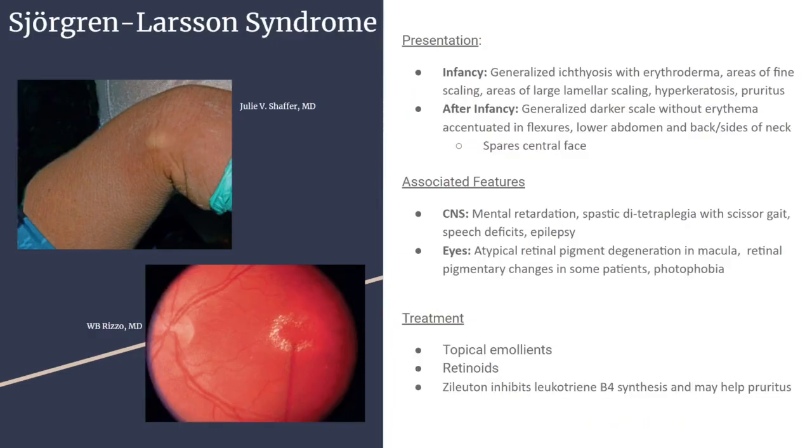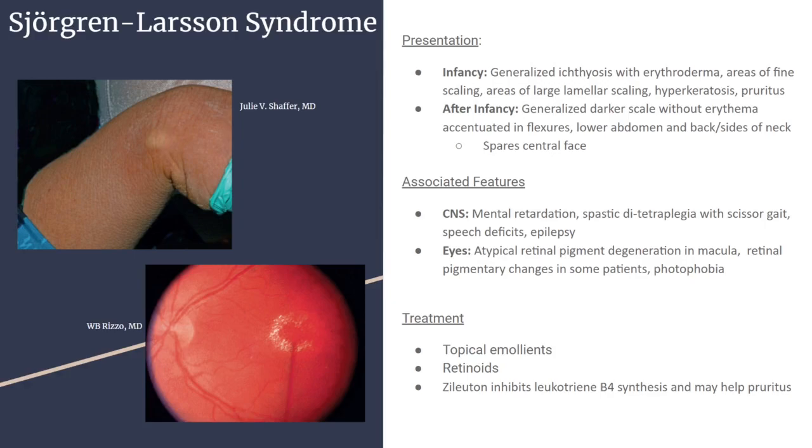All right, moving on. We have Sjögren-Larsson syndrome here. Presentation changes from infancy to approaching adulthood. In infancy, you're going to have a generalized ichthyosis and erythroderma, fine areas of scaling, large lamellar scaling, hyperkeratosis, itch. But then as they get older, the scale becomes darker without erythema, accentuated in the flexures, lower abdomen, and backsides of the neck. It spares the central face.